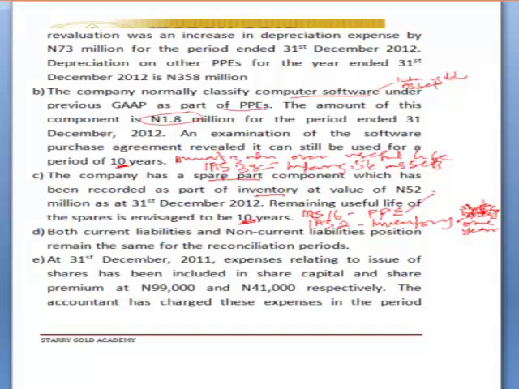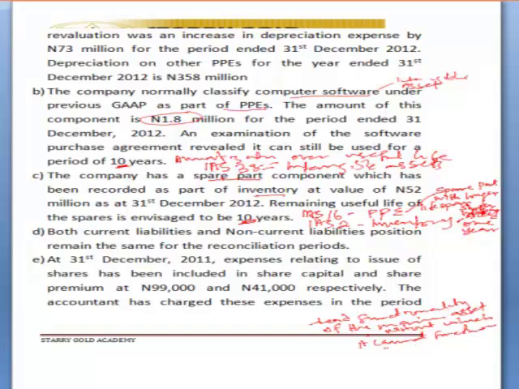Now, when a spare part is expected to have a longer lifespan, and not only a longer lifespan, it also leads to functionality of the main asset, without which the main asset cannot function alone, it cannot work alone, then it has to be capitalized along with the cost of that main asset.